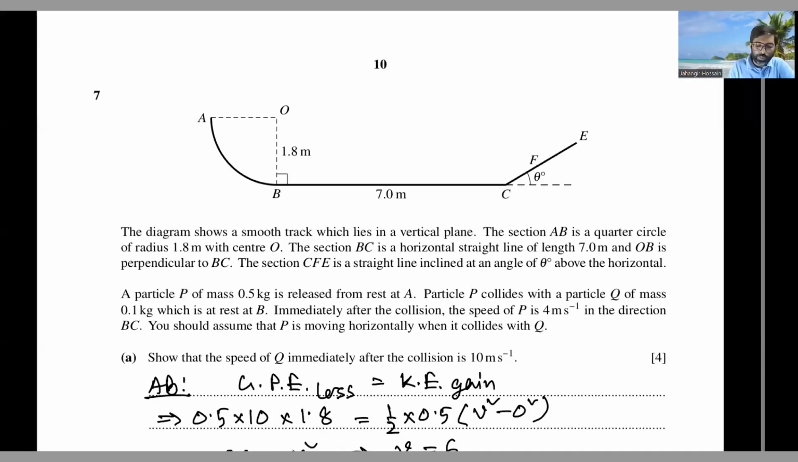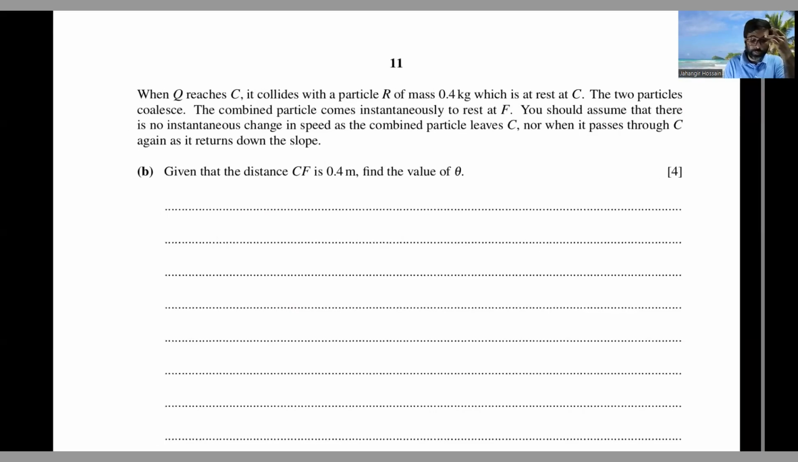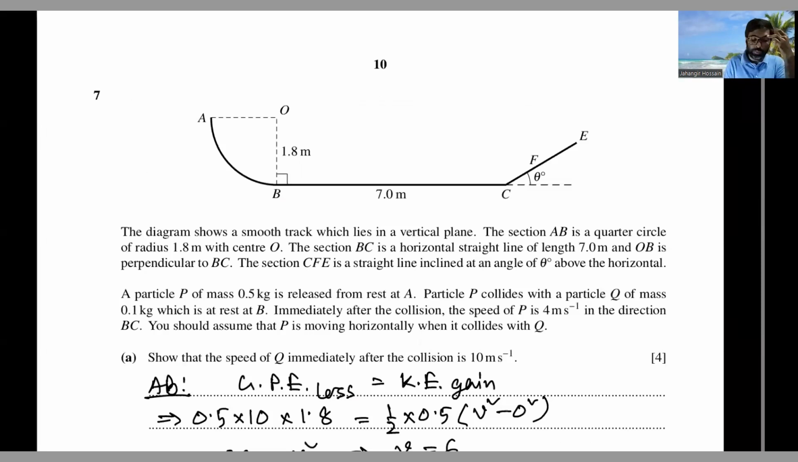where is C? At the end of the horizontal segment, that's C, 7 meters from B. And when Q reaches C, it collides with a particle R of mass 0.4 kg, which is at rest at C. These two particles collide. The combined particle comes instantaneously to rest at F. Where is F? That's F on the inclined plane.